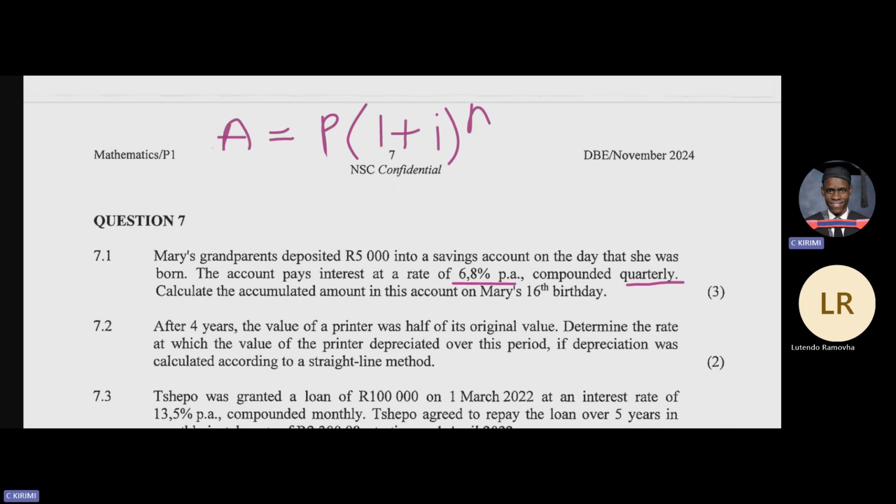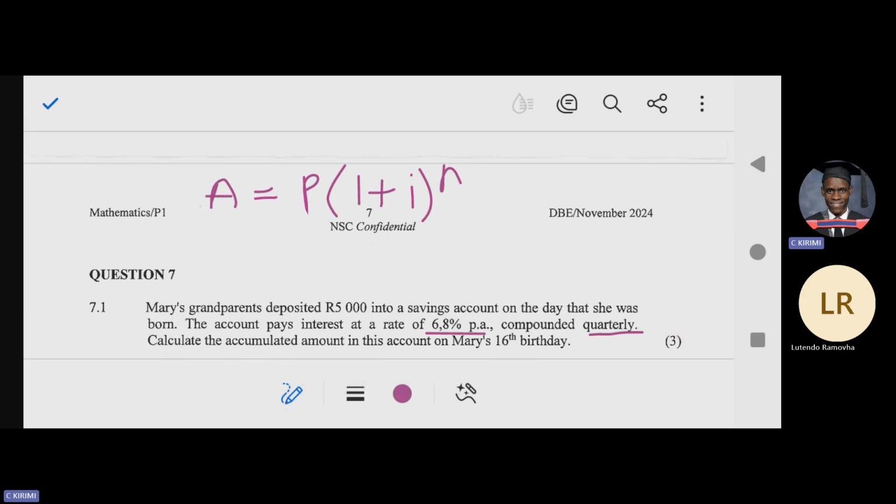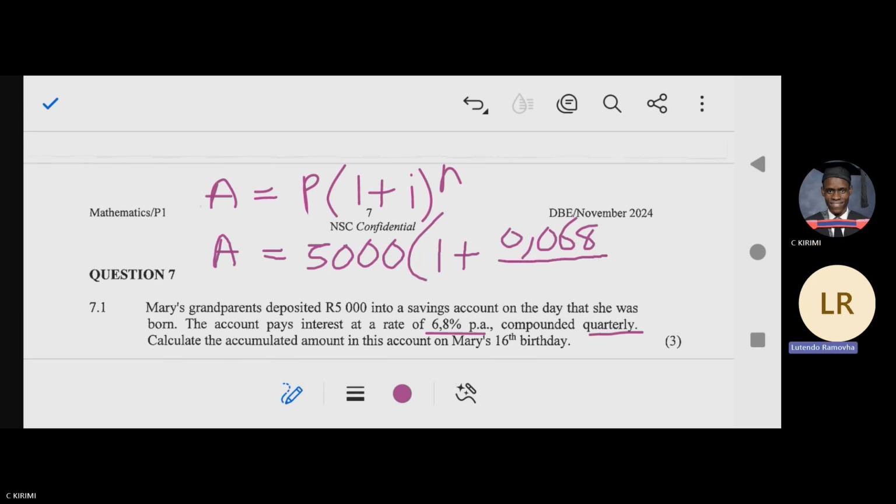Yes. So in terms of writing, which means our A is equals to P, it's how much? 5,000. 5,000. Then 1 plus 0.068. 0.068. Then you divide it by 4. The power 16 times 4. 16 times 4. What is the answer? Let me just calculate it.